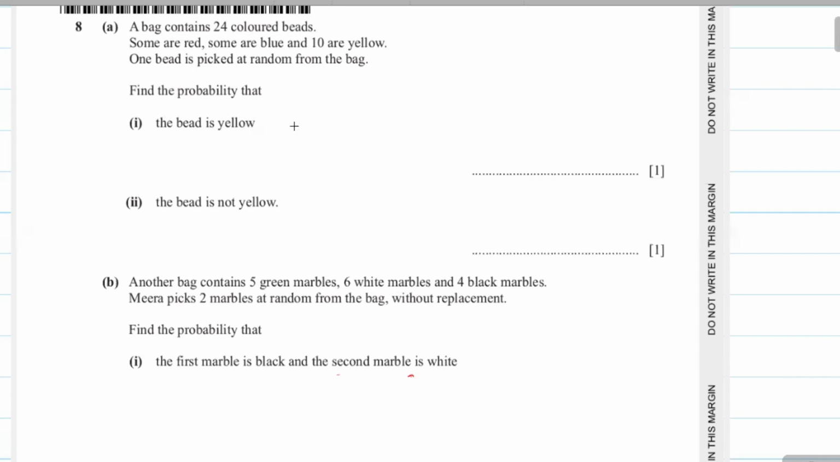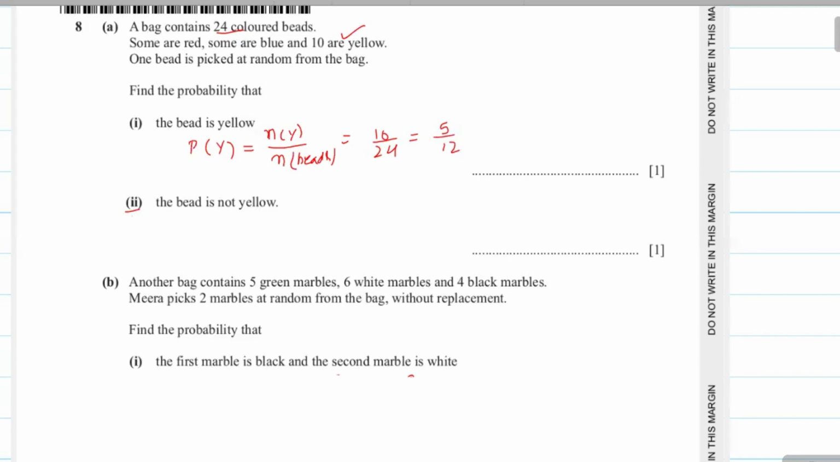Here we have to calculate the probability of a yellow bead, and this probability of yellow bead will be equal to the number of yellow beads divided by the total number of beads. Look here, the number of yellow beads is 10, and total beads here are 24. We write 10 over 24, and this will be equal to 5 over 12.